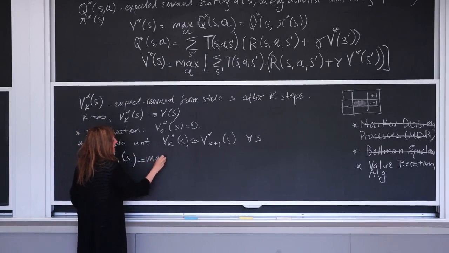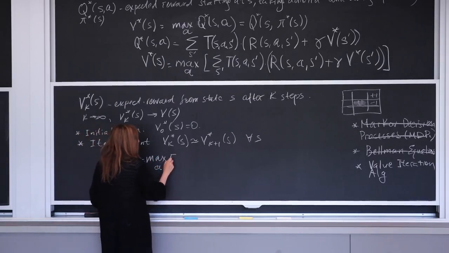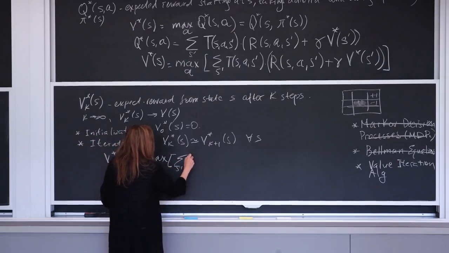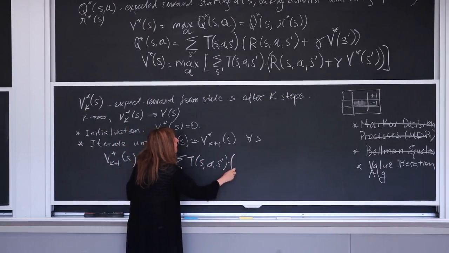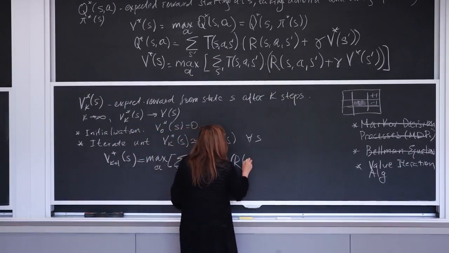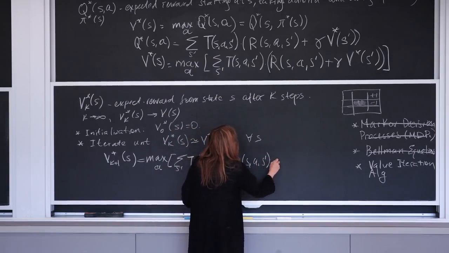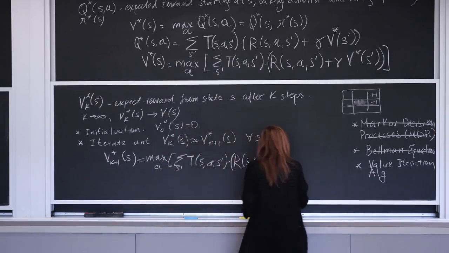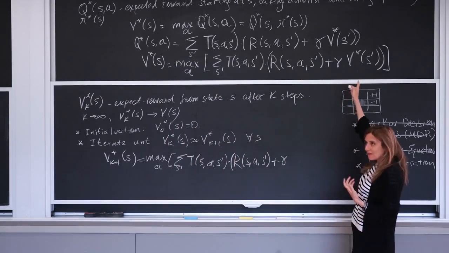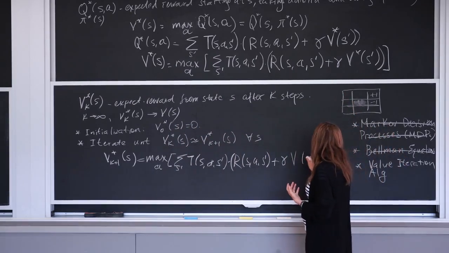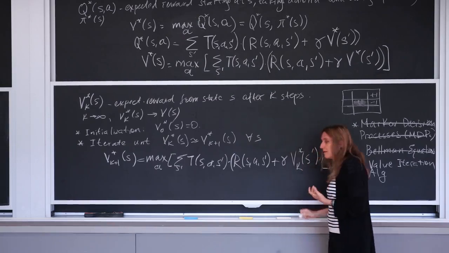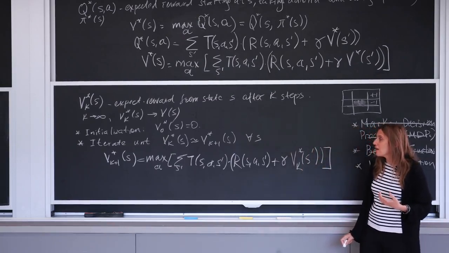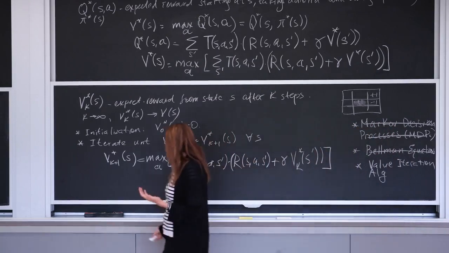So we're going to say max over A, and I am pretty much copying the formula as it is, with parentheses. And now I will take the values that I have already collected, which is the value of the neighboring state S prime after k steps. Okay? So this is the whole value iteration algorithm.